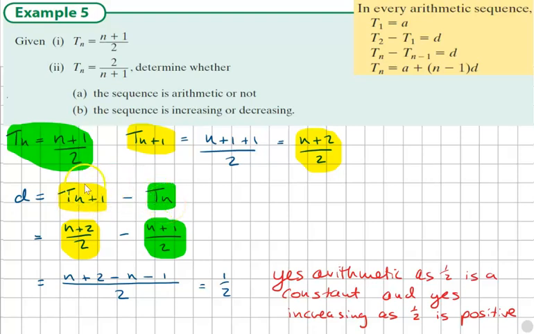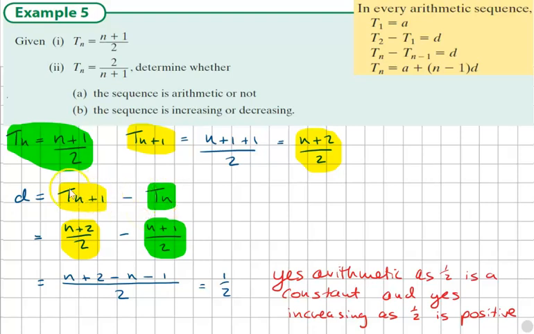So let's say this was the second term. Well, the second term minus the first term will give us the common difference. Or if this is the 8th term, the 8th term minus the 7th term will give us the common difference. So the next term minus the previous term will give us the common difference. If you can get your head around that rule, that statement, the rest should be fine.